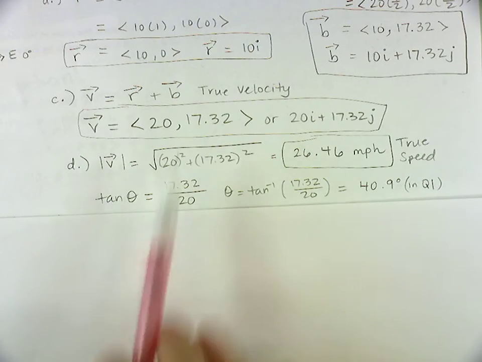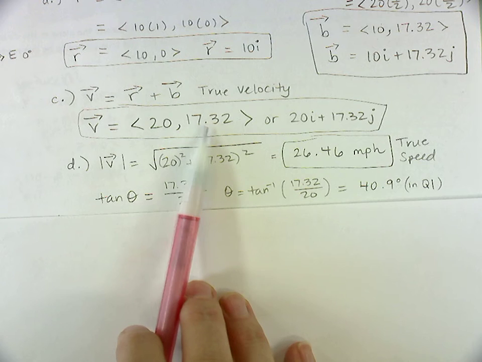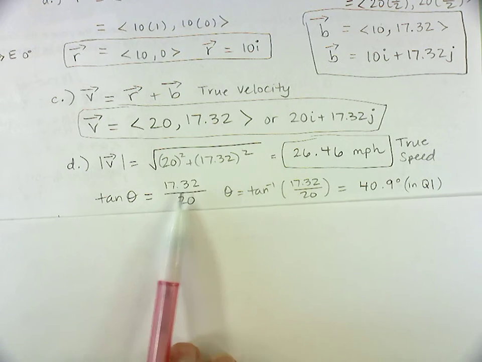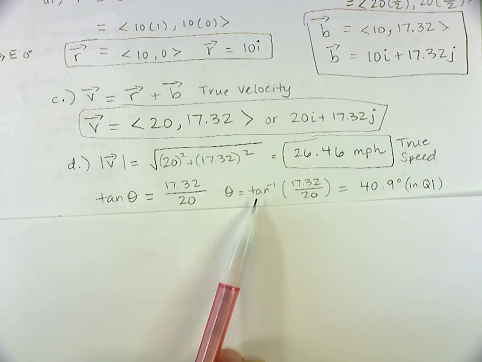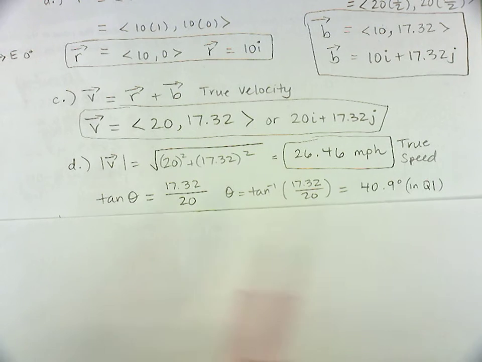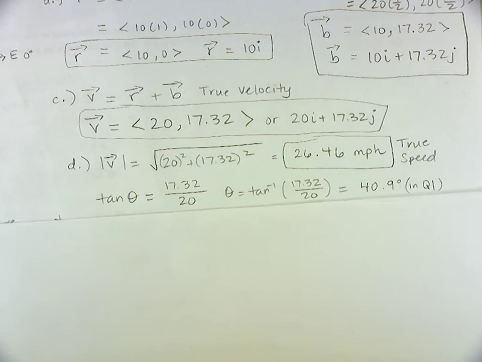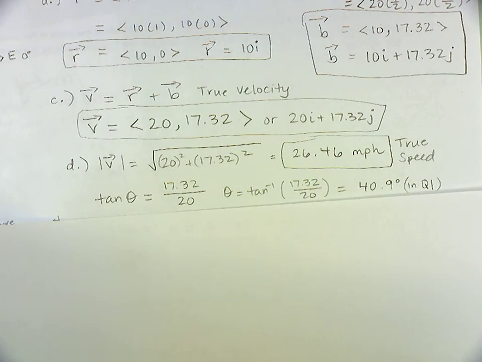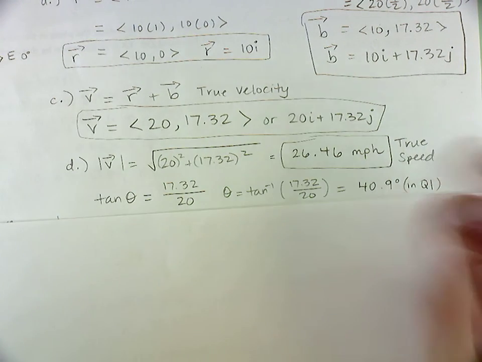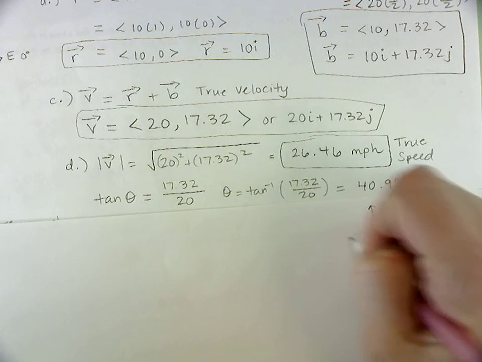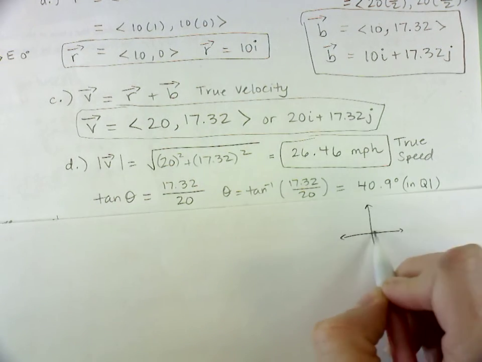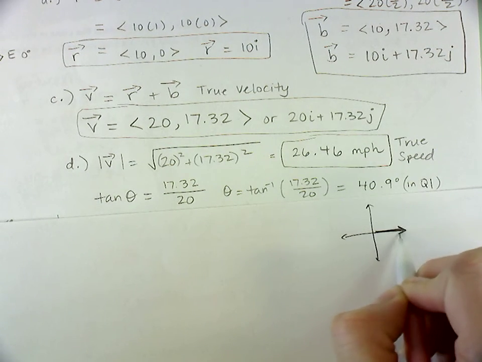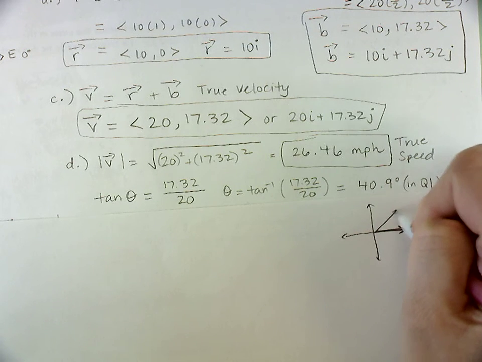Now the next thing we're going to do is find the direction. So to find the direction, you're going to take the true velocity vector, and what you're going to do is the inverse tangent of b over a, and then you get 40.9 degrees. Now whenever you are getting the 40.9 degrees, that is going to be starting at the terminal side, which is right here. So 40.9 degrees is going to be this angle right here.